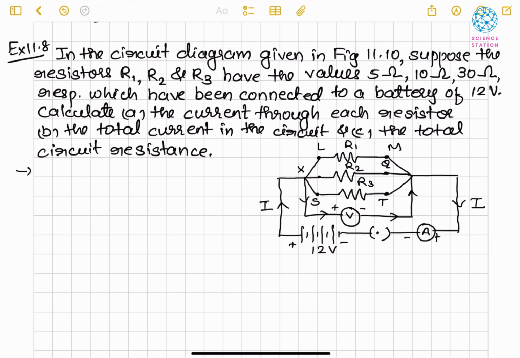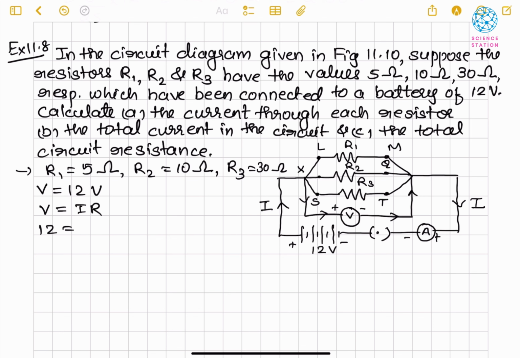So first let us find the current through each resistor. So R1 equal to 5 ohm, R2 equal to 10 ohm and R3 equal to 30 ohm. So V equal to 12 volt. So first V equal to IR. So 12 equal to I1 into 5. So I1 will be 12 upon 5. So that is 2.4 ampere.